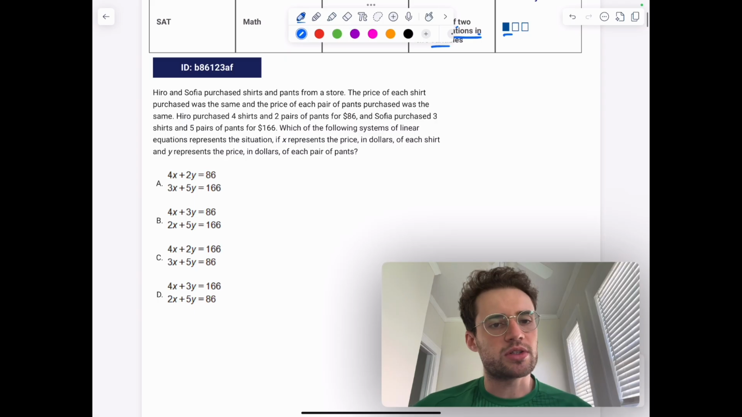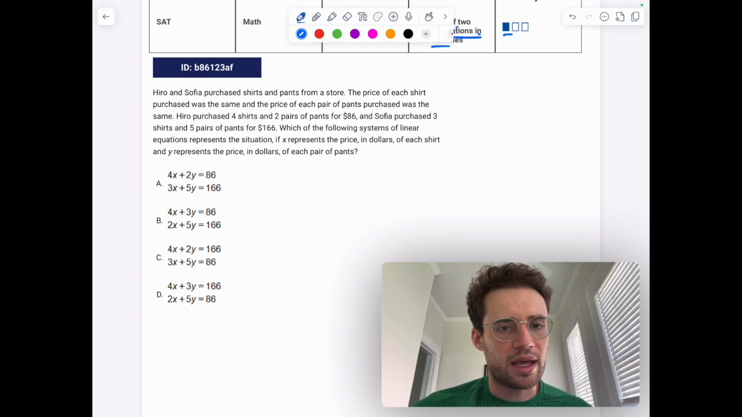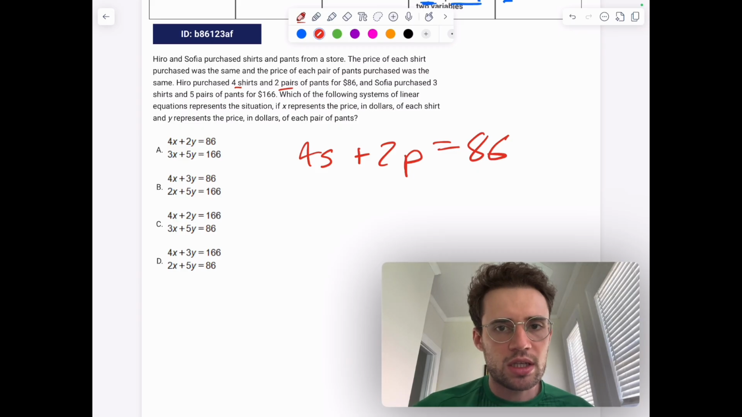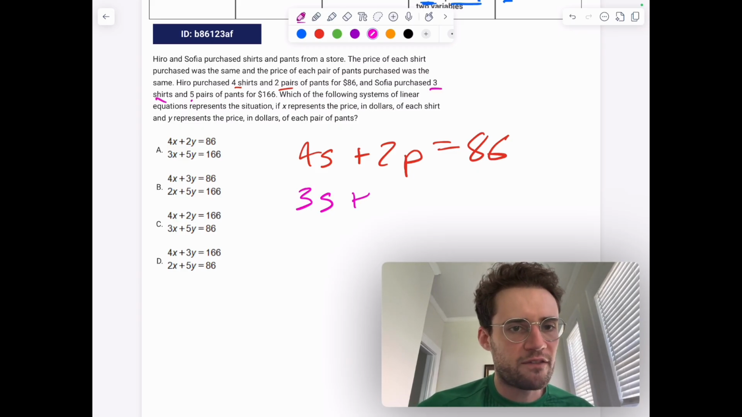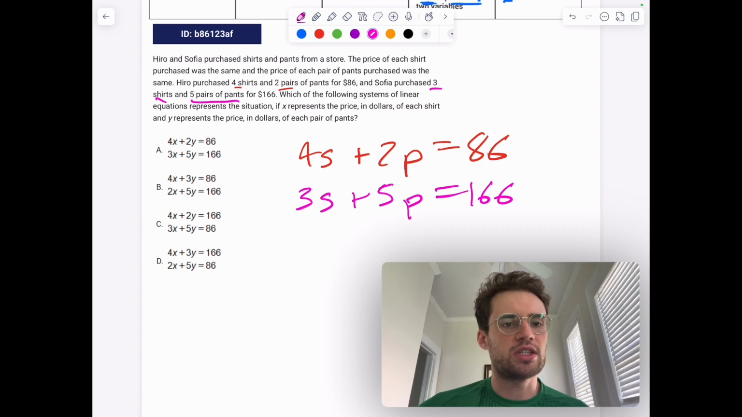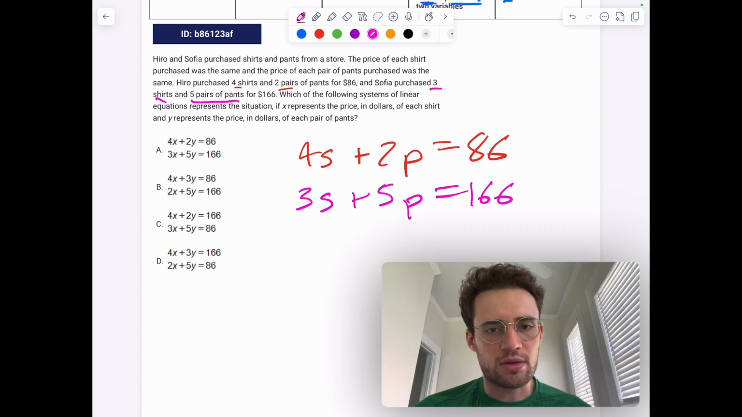Hiro and Sophia purchased shirts and pants from a store. The price of each shirt purchased was the same, and the price of each pair of pants purchased was the same. Hiro purchased 4 shirts and 2 pairs of pants. You can say 4S and 2 pairs of pants for $86. Sophia purchased 3 shirts, so it's 3S, and 5 pairs of pants, let's call that 5P, and that was $166.